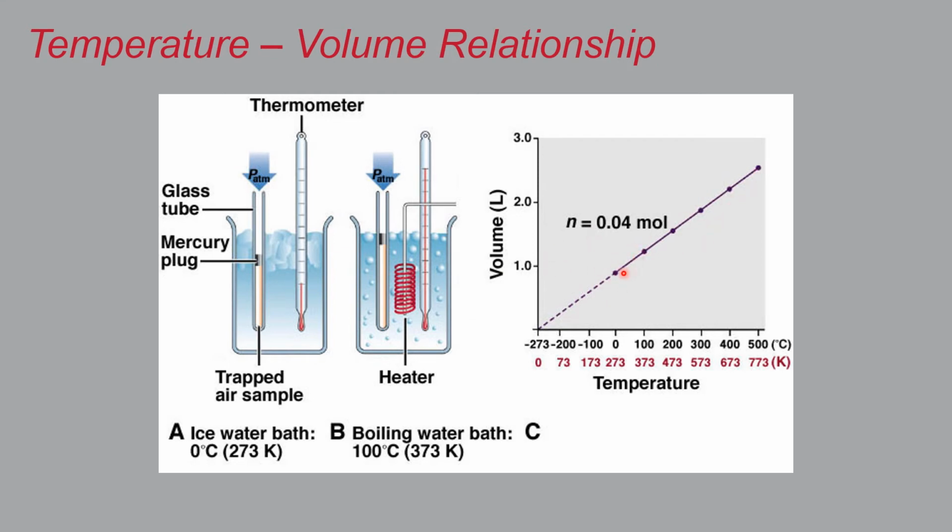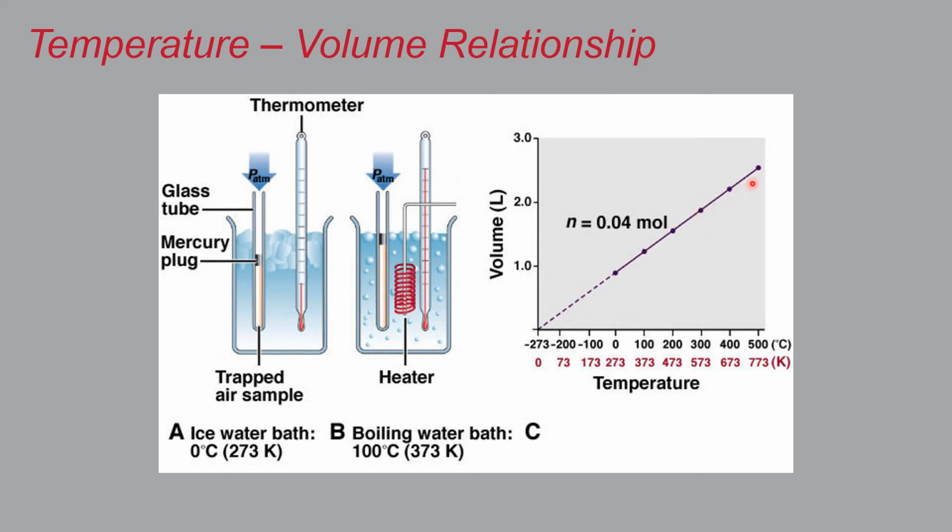And they found that, at constant pressure and amount, there was a linear relationship between these. Then again, if you doubled the temperature, the volume doubled. If you reduced the temperature by a factor of 2, the volume was reduced by a factor of 2. Now, it is important to note that this is actually how the absolute temperature scale was determined.